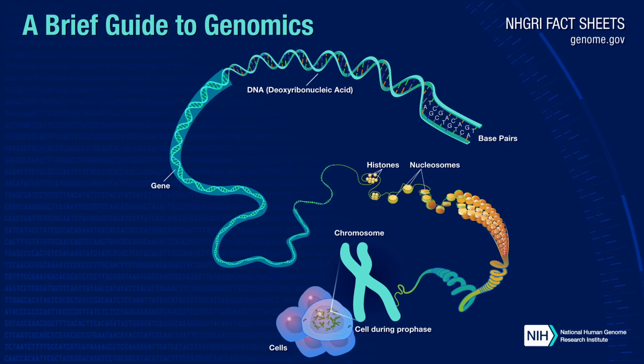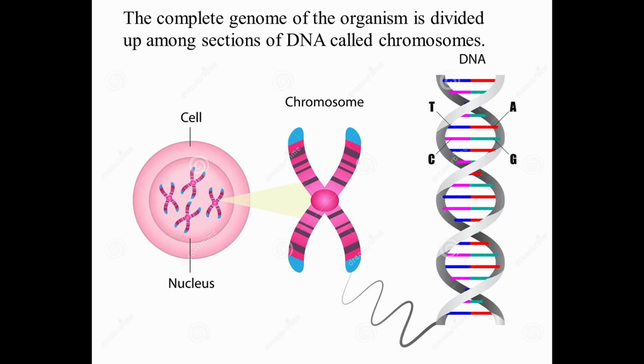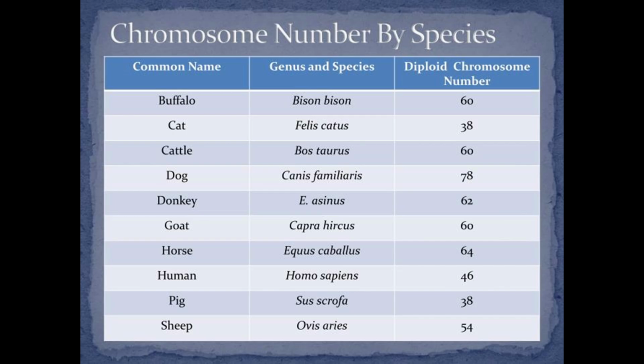In multicellular creatures, like animals and plants, every cell in that organism has a complete genome, with the exceptions of specialized cells like red blood cells that have lost their nucleus and DNA. The genome is not on a single DNA molecule. The complete genome of the organism is divided up among sections of DNA called chromosomes. In prokaryotes like bacteria, the chromosomes form rings that float freely in the prokaryote cytoplasm. In eukaryotes, plants and animals, the complete genome is on a fixed number of chromosomes for that species.